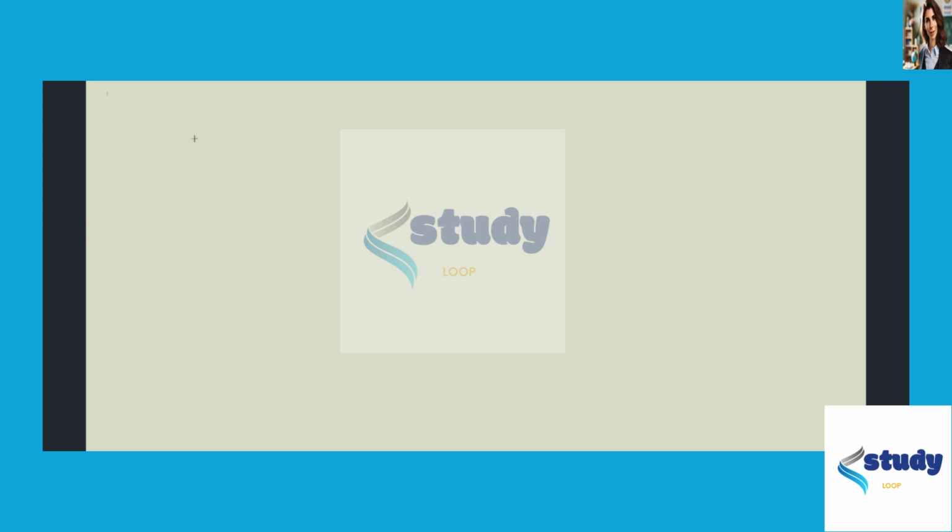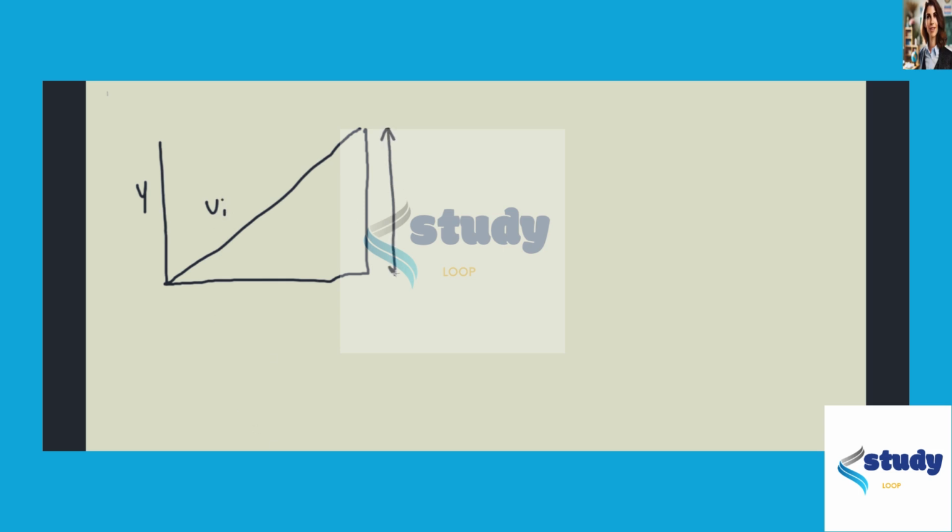So we can draw a diagram of the system. This would be the direction of the initial velocity. We could say that this would be the height, h. We can say that this is a distance, d. This is the y-axis. This would, of course, be the x-axis.